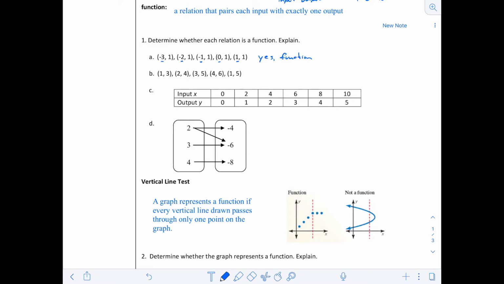If we look at B, however, in this case, notice that the very first ordered pair has a 1, and the very last ordered pair has a 1. This technically isn't a problem. Where the problem occurs is that the first one is paired with a 3, and the second one is paired with a 5. This can't happen in order to be a function, because a function is a relation that pairs each input with exactly one output. I have an input of 1 that's paired not with one output, but with 2 different outputs, 3 and 5. So this is not a function for that reason.